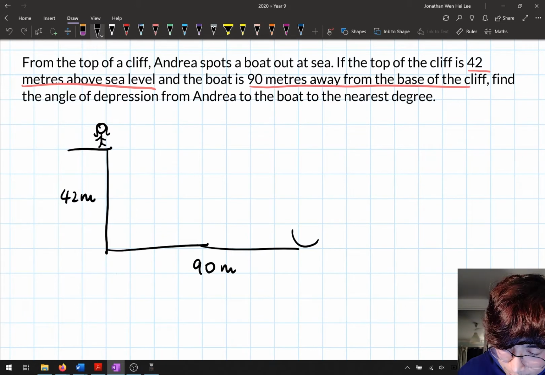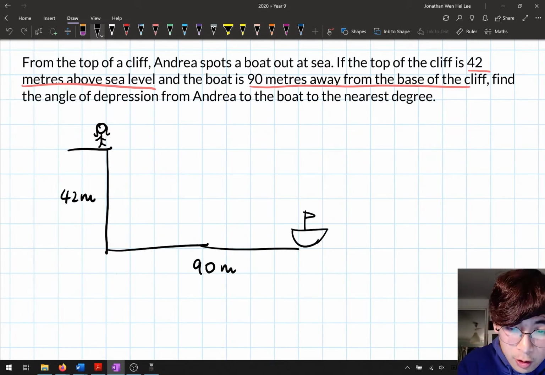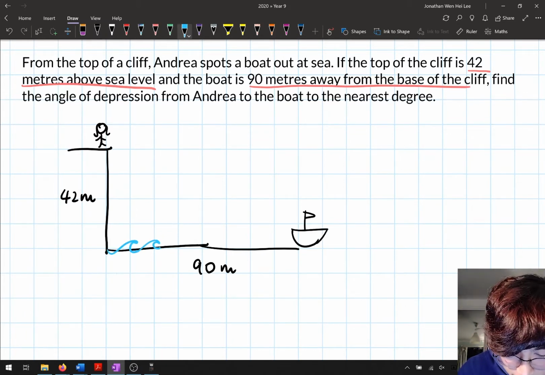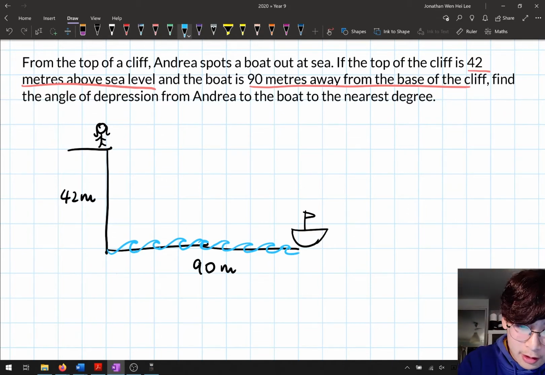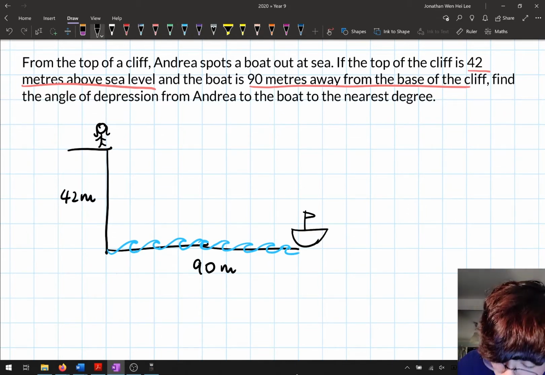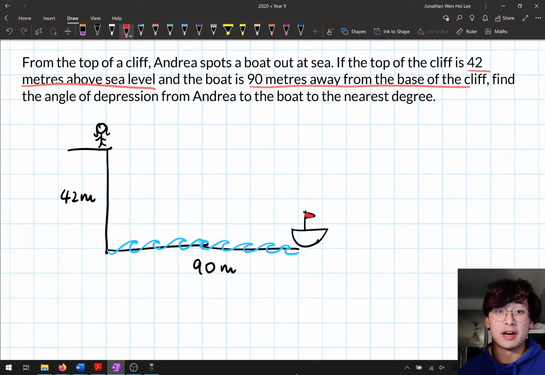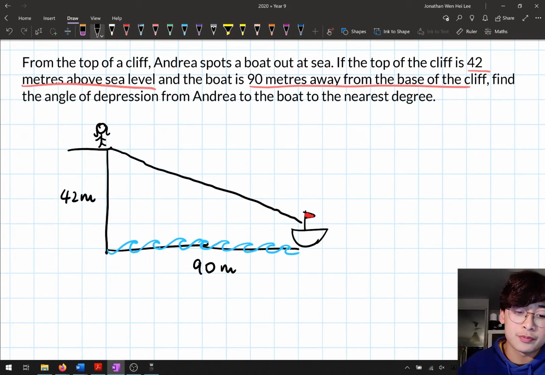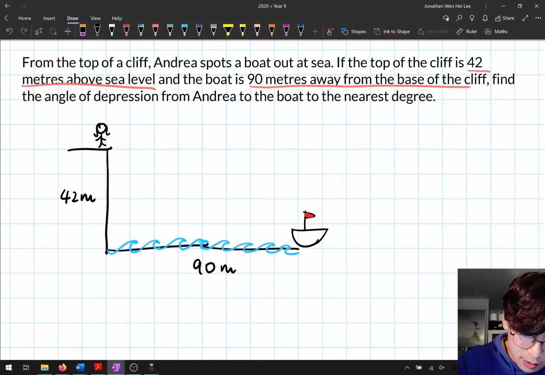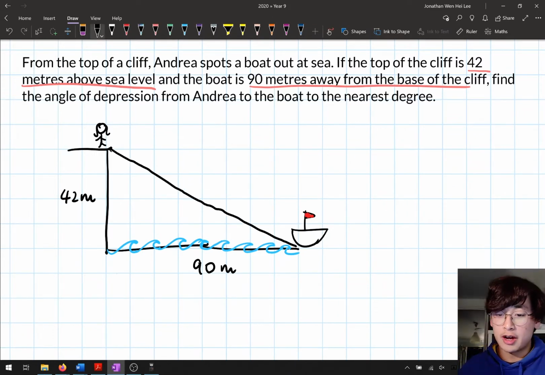And there's a boat out here. We're also on the sea, so let's draw some waves for the sake of it. Got some waves. And there's a boat out here. It's got a little flag. Okay, cool. We've got a boat, we've got our sea, we've got Andrea at the top of the cliff. Now Andrea's looking down at this boat. I'm going to draw it more accurately so we form a right angle triangle there.